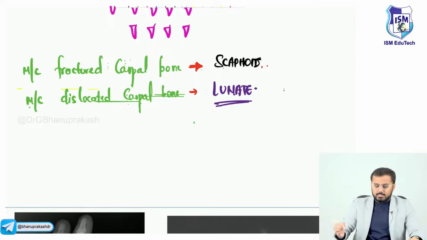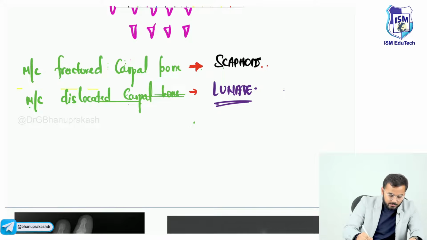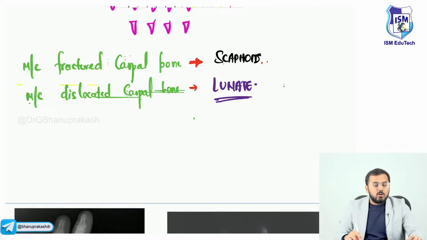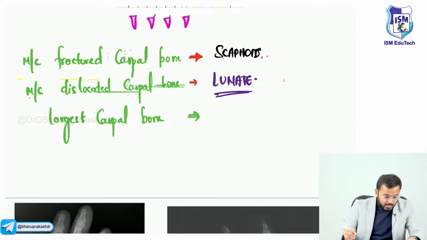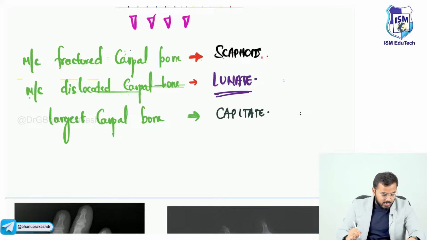So lunate is the most commonly dislocated carpal bone. Now after this, what is the largest carpal bone? What is the largest carpal bone, guys? Very good. The largest carpal bone is capitate. Okay, capitate is the largest carpal bone.